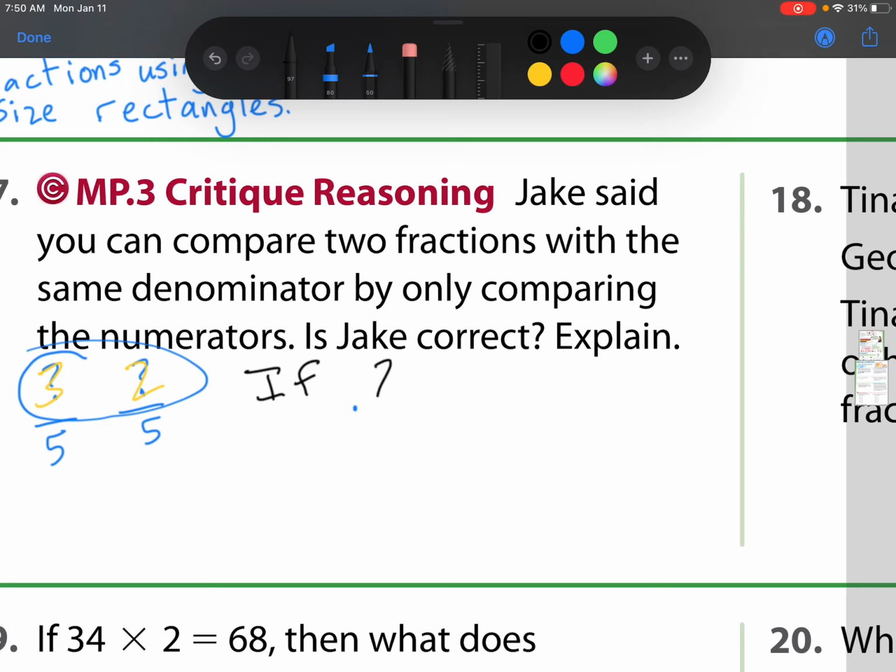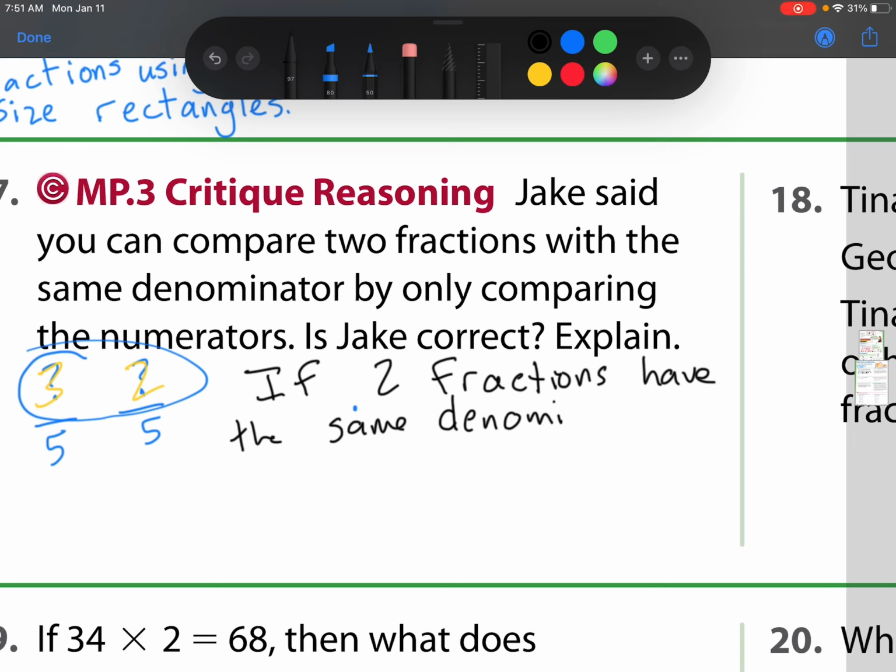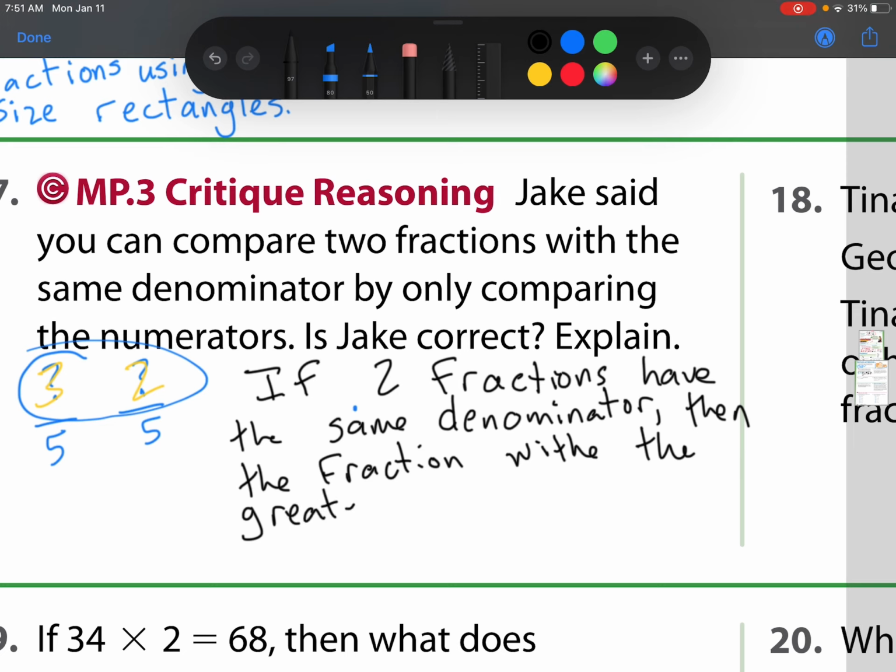Probably like this. If two fractions have the same denominator, then the fraction with the greater numerator will be the larger fraction.